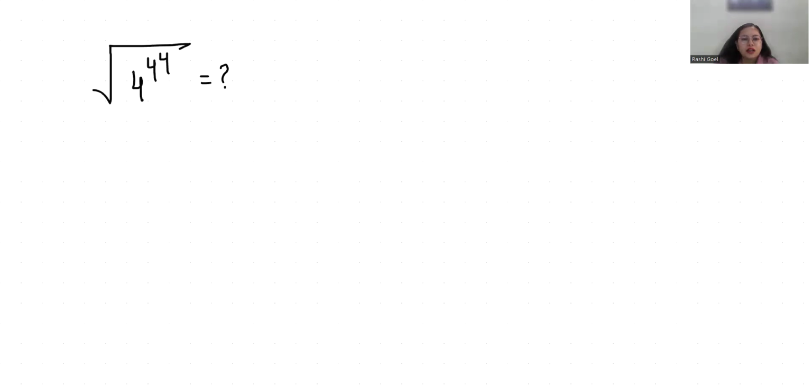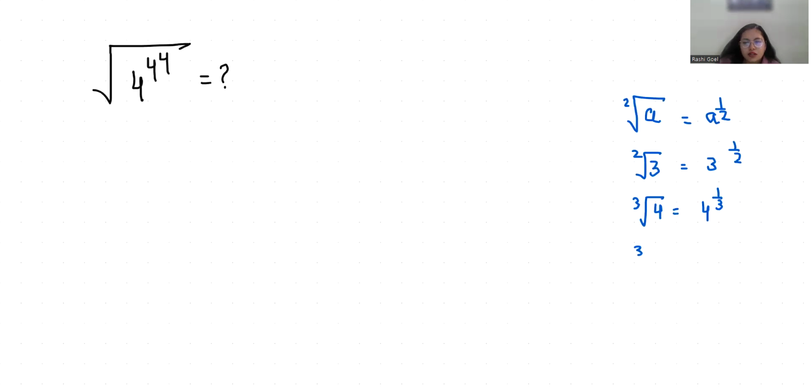My name is Rashi Goyal and in this video we are going to solve the square root of 4 power 4 power 4 is 1. So let's simplify this. We know that square root of a, that means a power 2, we can write it as a power 1 by 2. Similarly, square root 3, we can write it as 3 power 1 by 2. So, cube root 4, we can write it as 4 power 1 by 3, and cube root of 5 square is 5 power 2 times 1 by 3, that is 5 power 2 by 3.